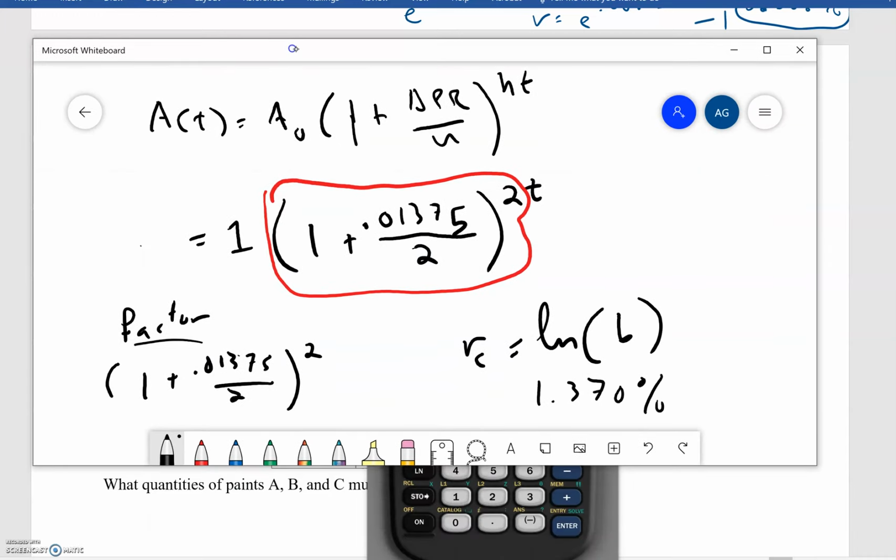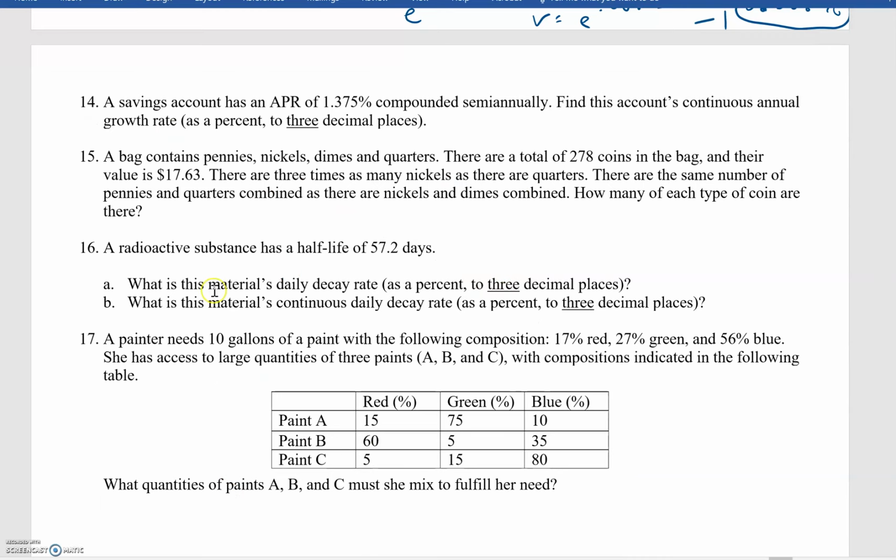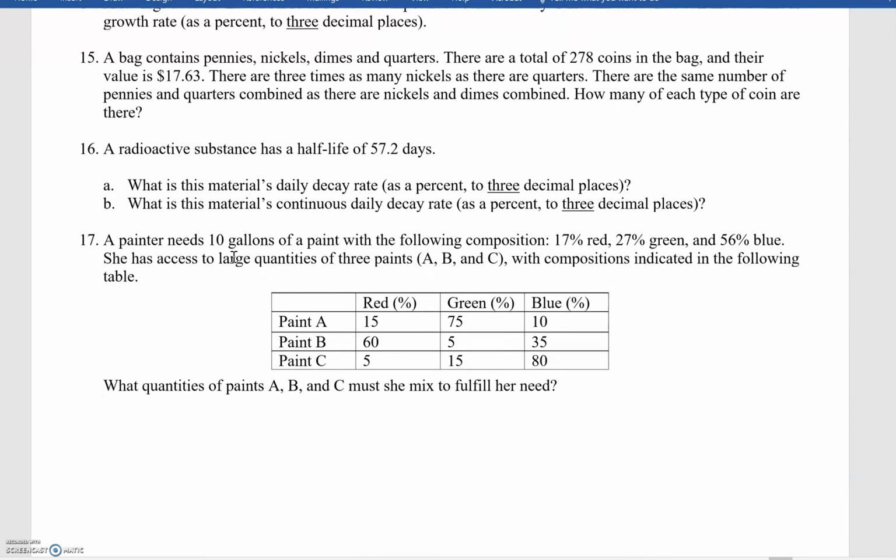And that is our continuous annual rate, growth rate. All right, so that's number 14. Let's look at number 15.